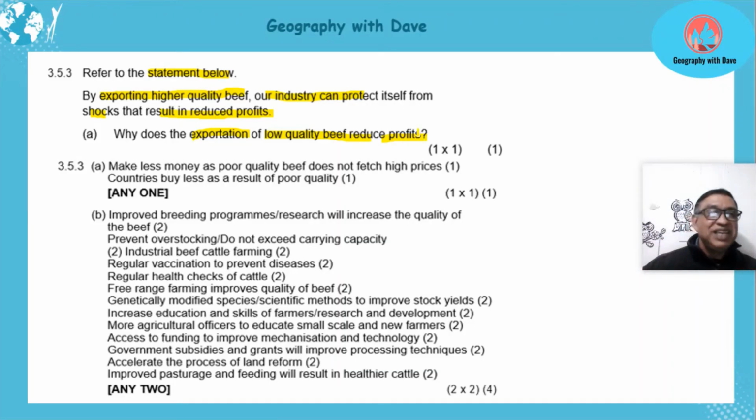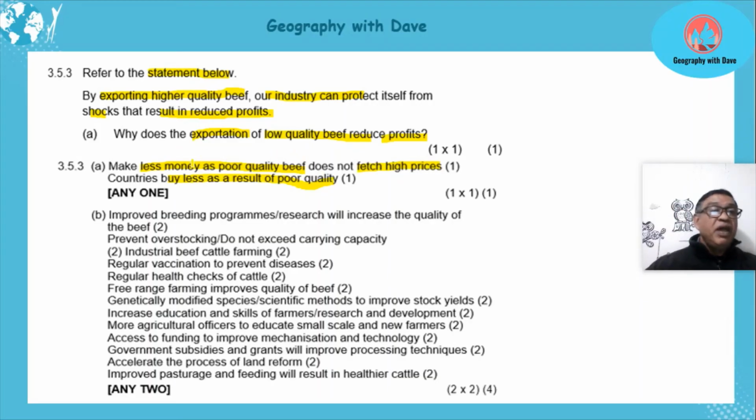So let's look at the answer. Makes less money as poor quality beef does not fetch high prices. Can you see? It's logical. So don't get shocked. Sometimes we learn it in parrot fashion, as we say. We just learn our notes, therefore we can't apply it. Read into the question on what it's saying, and you'll be able to answer it. So countries buy less as a result of the poor quality. One of them, it brings in less money. And on the other hand, if it's poor quality, the country doesn't want to buy it. They want good quality for their people. That's one of them.